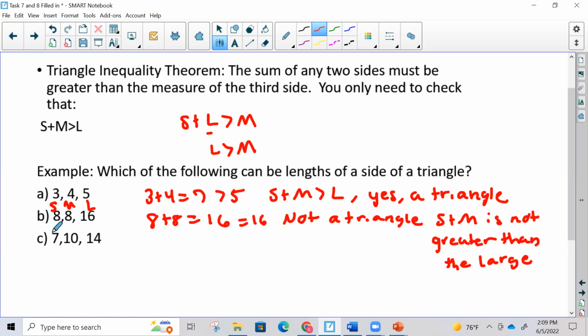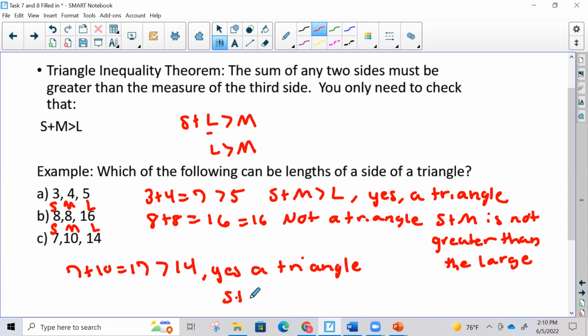And then the last one, this is my small, this is my medium, this is my large. 7 plus 10 is 17. That's greater than 14. So yes, a triangle. Okay, and again, the reason is the small plus the medium is greater than the large. Okay, so that's the triangle inequality theorem.